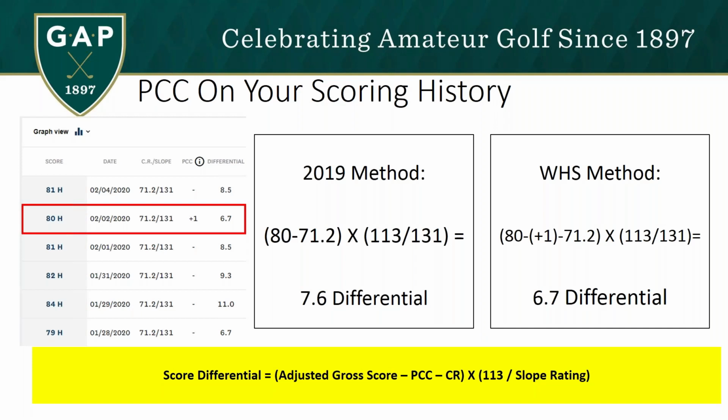So you'll see in situations where the slope rating is greater than 113 and the course is relatively difficult, the impact on the differential will be a little less than 1. In this case, it was 0.9, because it is like the adjusted gross score is getting adjusted, not the differential. In situations where the tee slope is below 113, the impact on differential might be a little bit greater than 1. So that's how PCC will look on the scoring record.